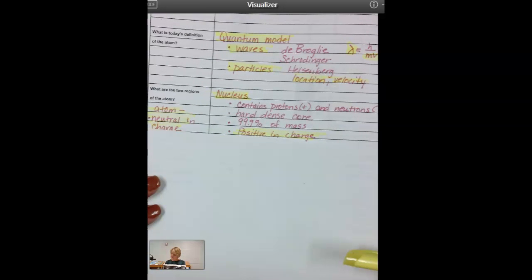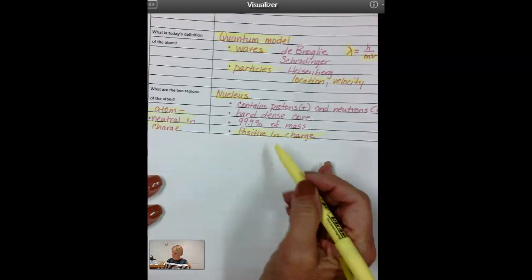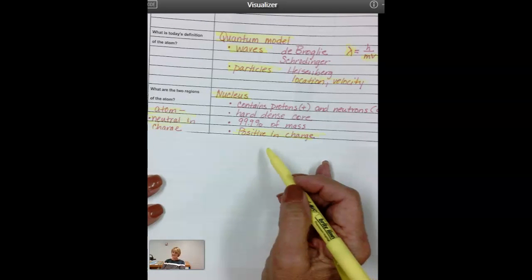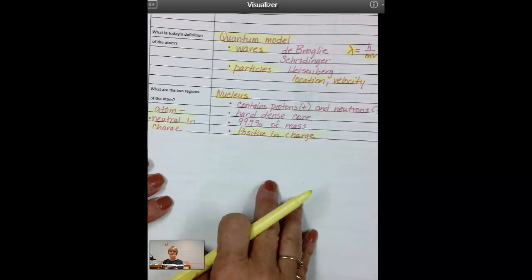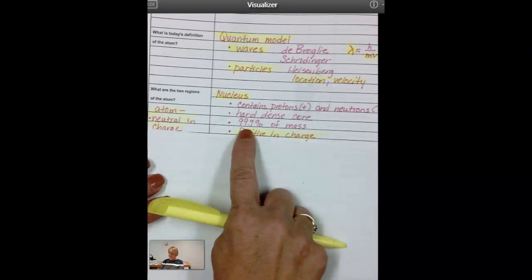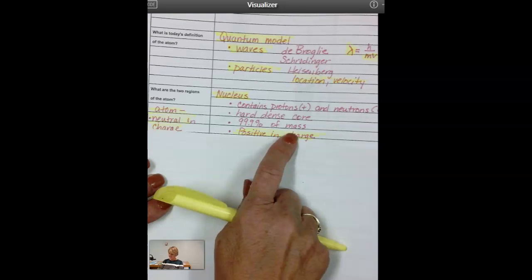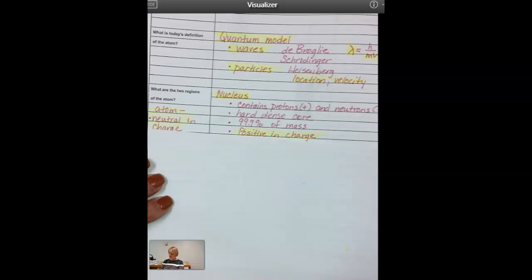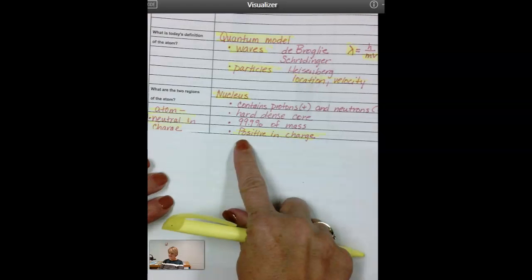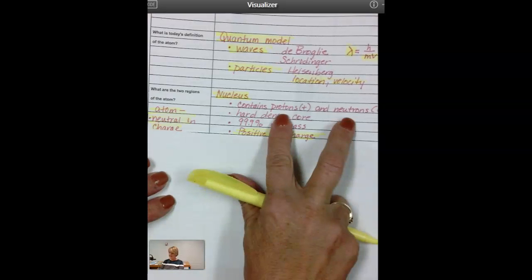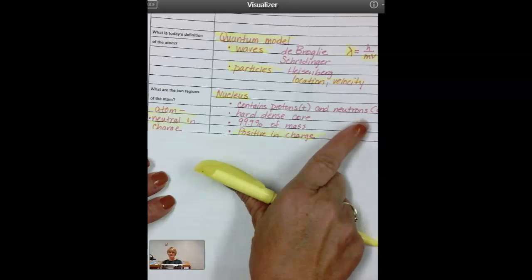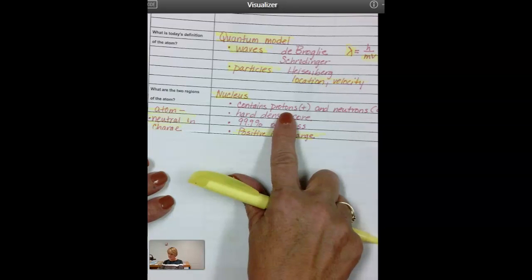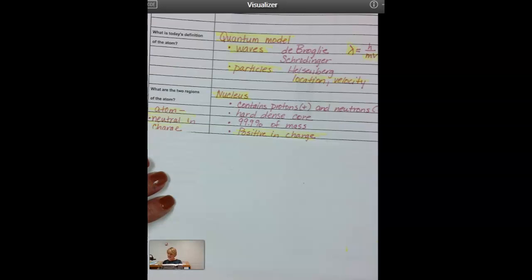First off, for the nucleus, we know that it contains the protons and the neutrons. We know that it contains a hard, dense core, very small, because that is what the nucleus is. We know that 99% of the mass is contained within the nucleus, again, because it is a very hard, dense core. We also know that the nucleus is positive in charge. That comes from the fact that it contains protons and neutrons, and the protons are positive. So if you only have positives and zero, then you're going to be positive in charge. So that is your nucleus.